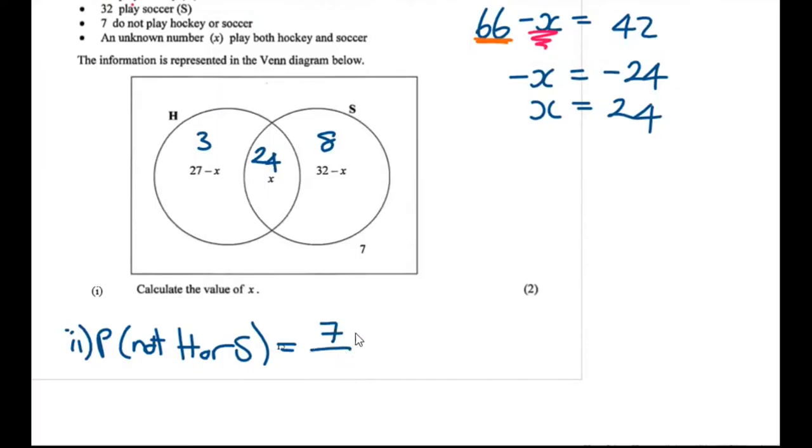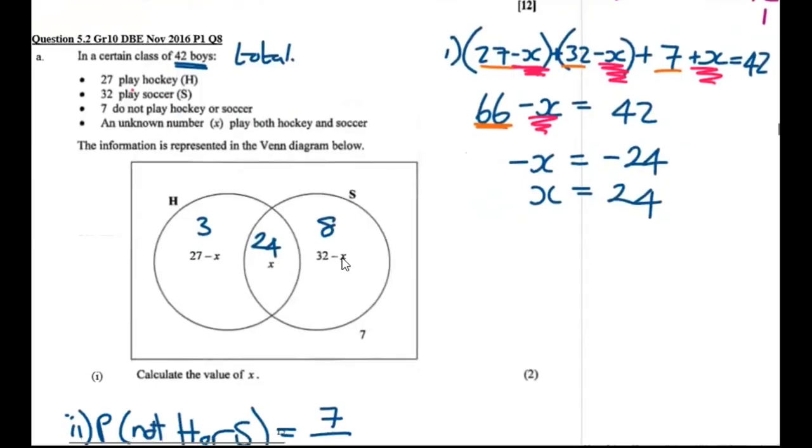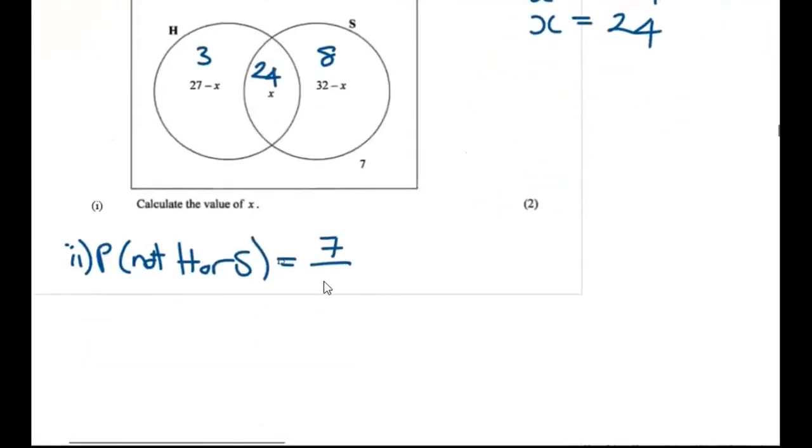Okay, don't be so mean though, Emma. They might play rugby or something, cricket. Don't say they don't play anything. You don't know. Okay, and so that is 7 over, and then our total, remember, was 42. Okay, and you can simplify that. I think 7/42 is going to be 1/6. Yes. Okay, so that was the next one, not hockey or soccer.